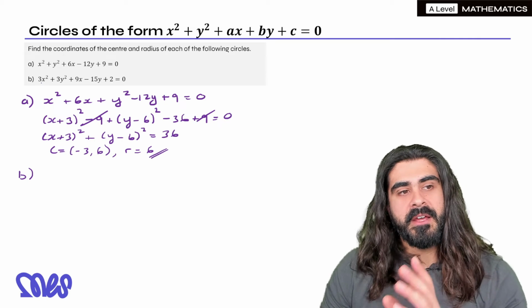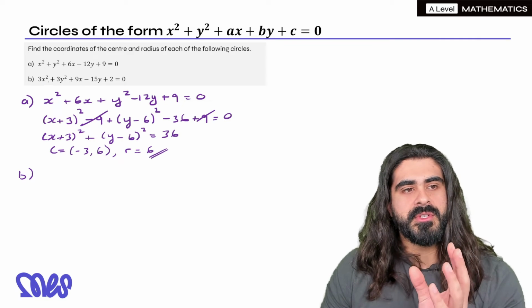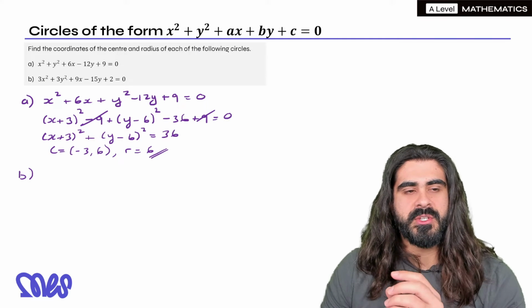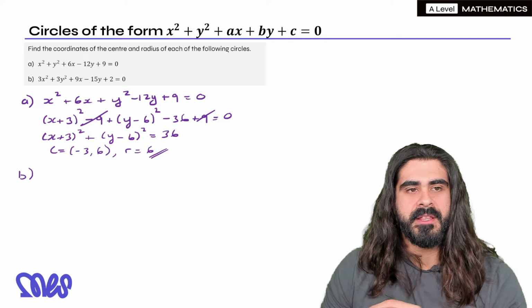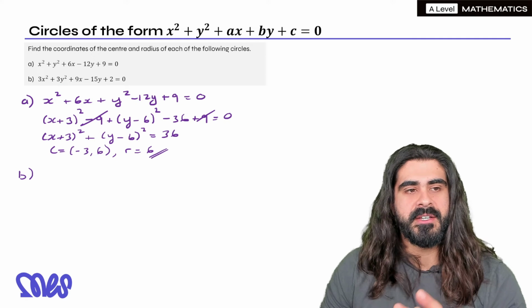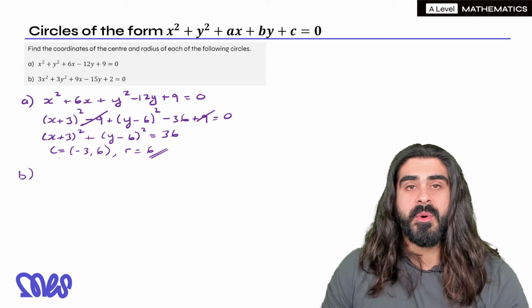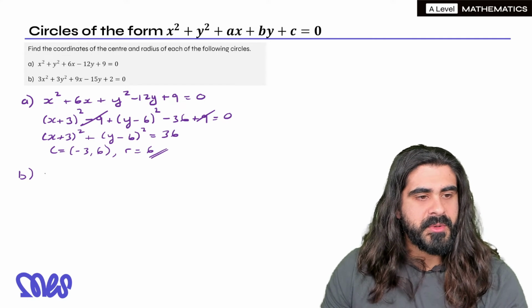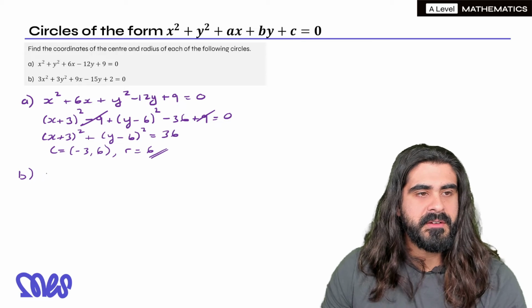Yeah, when it comes to circles, the coefficients of x squared and y squared always have to be the same. They'll never give you an example where that's not the case, otherwise it's not a circle anymore. So we're going to divide through by 3 first.